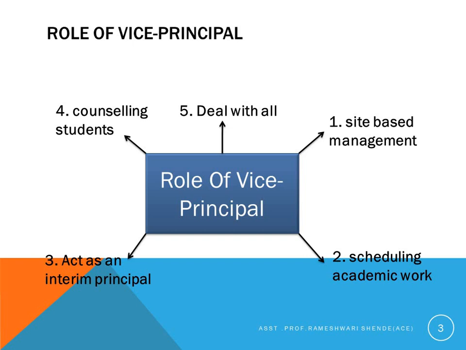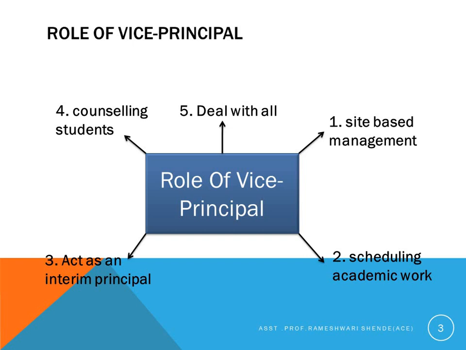The third is acting as an interim principal. The vice principal, in the absence of the principal due to sickness, assumes the responsibility of the principal. They act as the interim or acting principal of the school. Due to this, many people look upon this post as a stepping stone to the larger role of the principal. So in the absence of the principal, they act as the principal. The duties of the principal are performed by the vice principal.